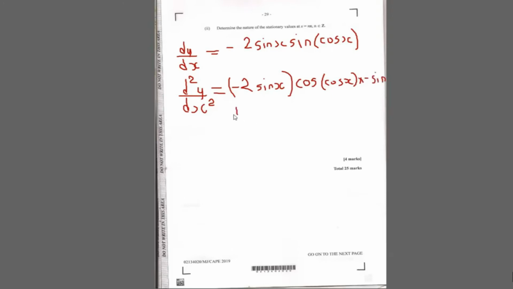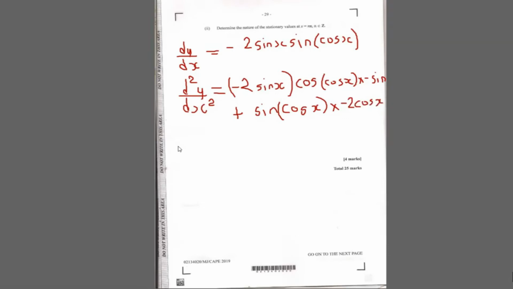So it's times minus sine, plus, you keep the second, sine of cos x, multiplied by the derivative of the first. And the derivative of the first, when you differentiate minus 2 sine x, you differentiate sine, you get cos, so you get minus 2 cos x. I know it looks all weird, but it's nothing to worry about.